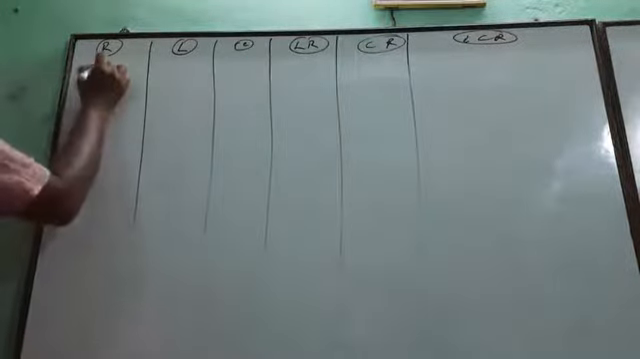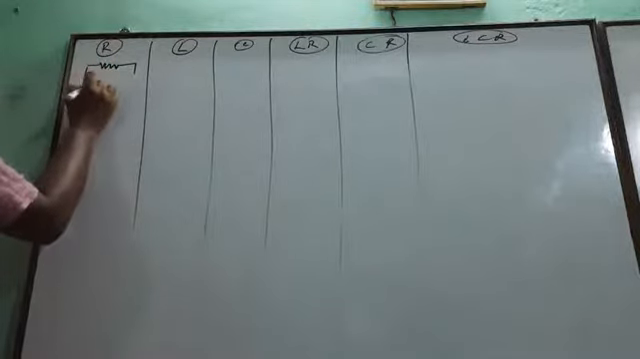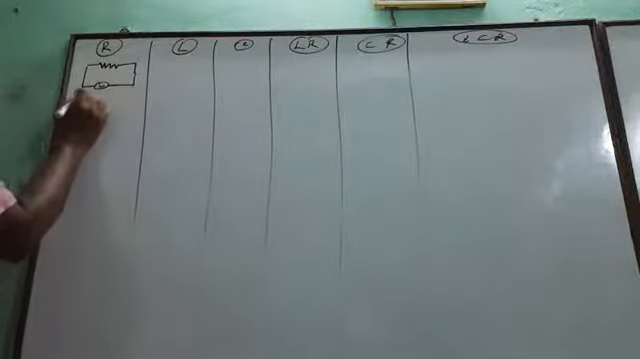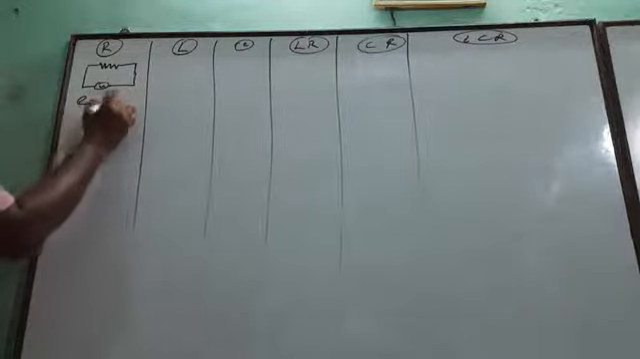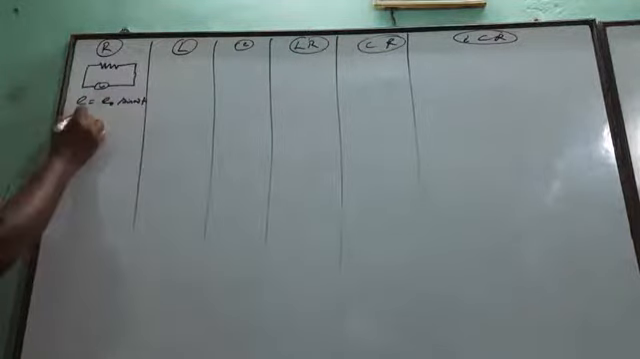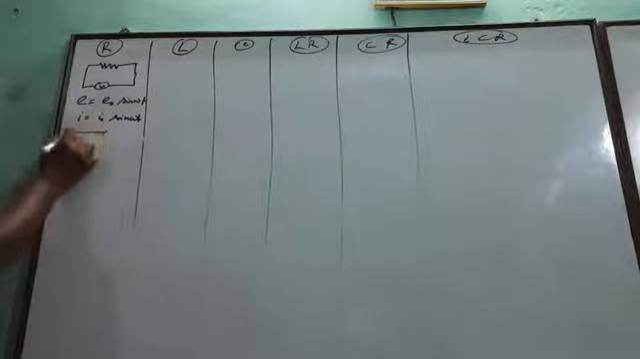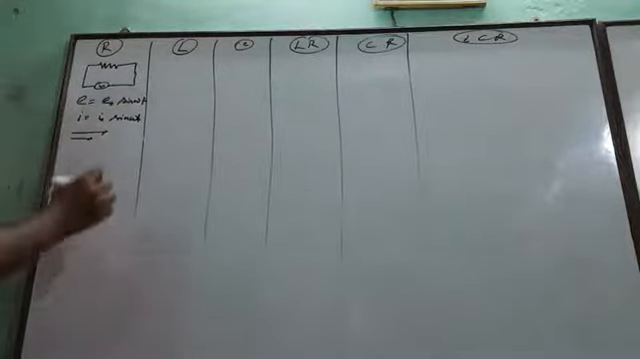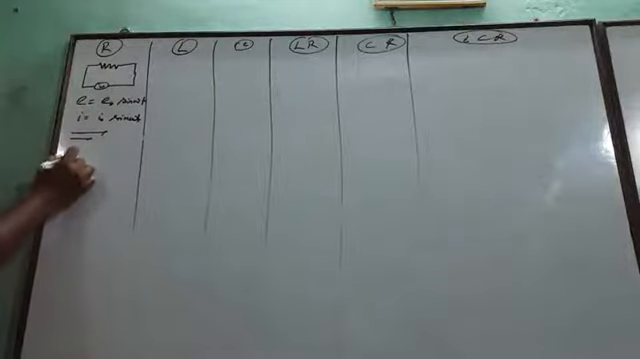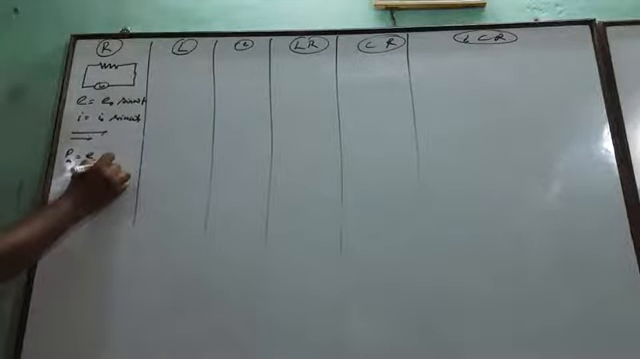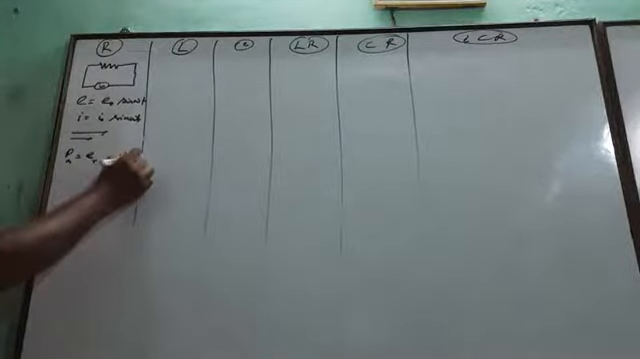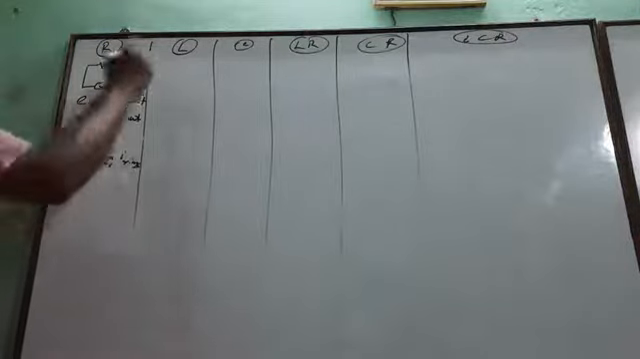Here R means only R. Here E equal to E0 sin omega t, then I equal to I0 sin omega t. So E and I remain in phase, and average power is ERMS into IRMS. So this is only R. Now coming to only L.